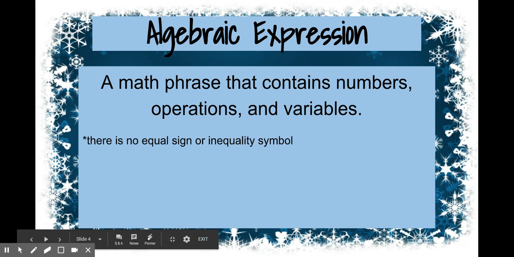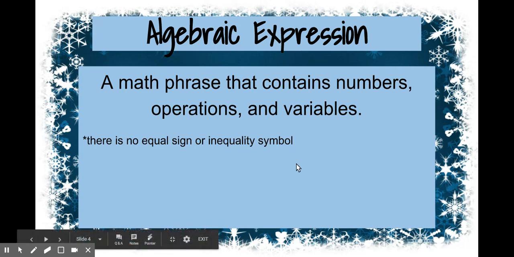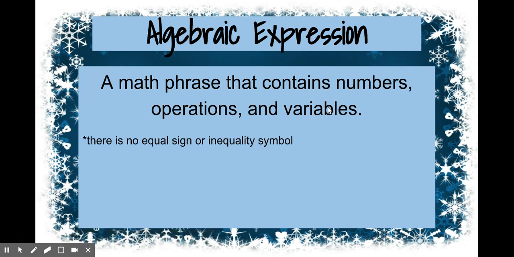The next vocab word we have is algebraic expression. So an algebraic expression is just a phrase that contains numbers, operations, and variables. So what I think is the most important part of this definition is the variables part. Because if we only have numbers and operations, then we're looking at a numerical expression. The variables is what makes this an algebraic expression. And what we know is an expression does not have an equal sign or an inequality. So if either one of those are in our math phrase, we know it is not an expression.